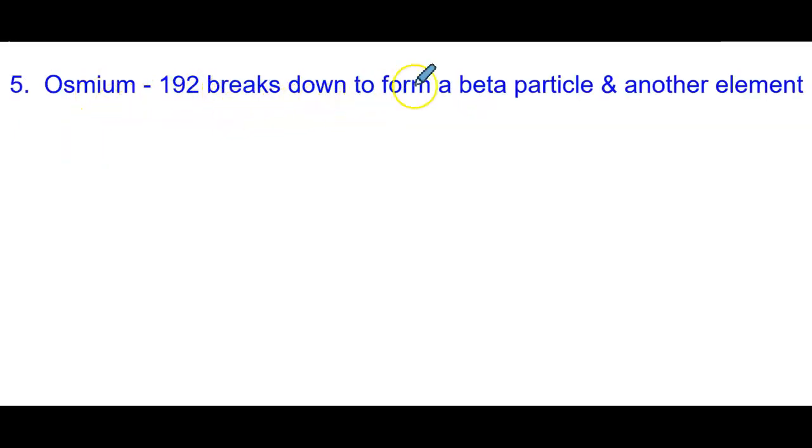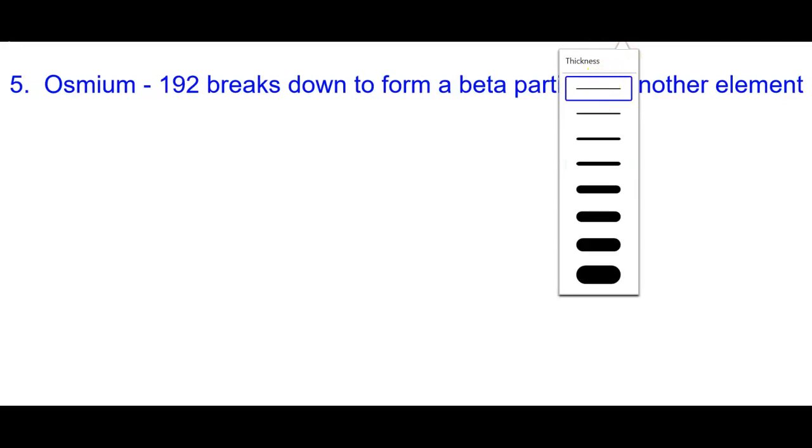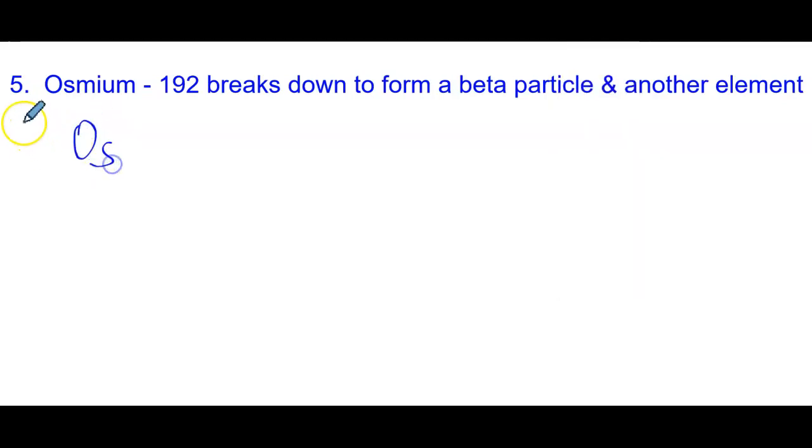Osmium 192 breaks down to form a beta particle and another element. So just a little bit of a different way of writing it. So osmium is OS 192. And I look up its atomic number to be 76. It says breaks down. Remember, breaks down tells us to draw an arrow. A beta, which is 0, -1, beta symbol plus something.